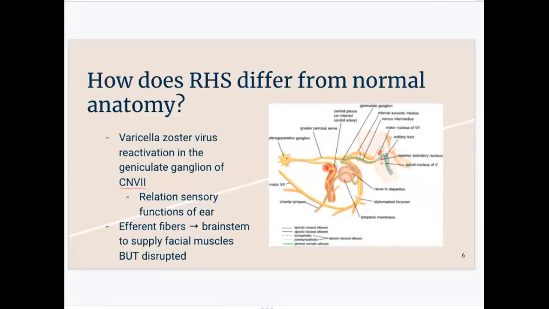Furthermore, RHS differs from normal anatomy because there's a correlation between the distribution of the varicella zoster virus with pathological changes in the ganglia in RHS. Motor fibers are affected as they pass through the geniculate ganglion, disrupting motor functions of the facial nerve. The sensation of the ear is somewhat derived from the geniculate ganglion of the facial nerve. Quote, efferent fibers exit the brainstem and travel through the internal acoustic meatus to enter the bony facial canal and exit the stylomastoid foramen to supply facial muscles. But in RHS, these fibers are affected as they pass through the geniculate ganglion, disrupting motor functions of the facial nerve, end quote. And you can see that illustrated here with the geniculate ganglion and the motor tract of the facial nerve.